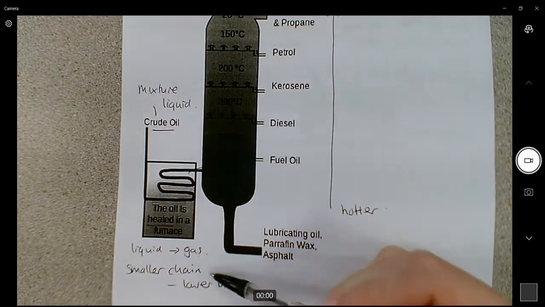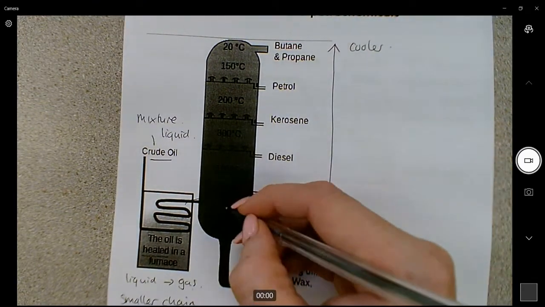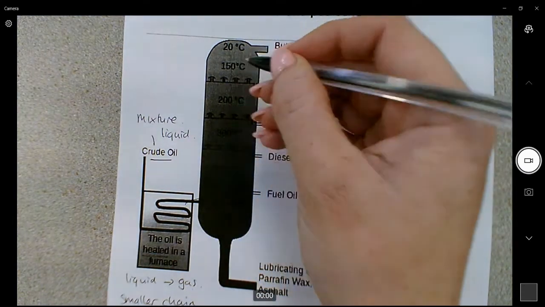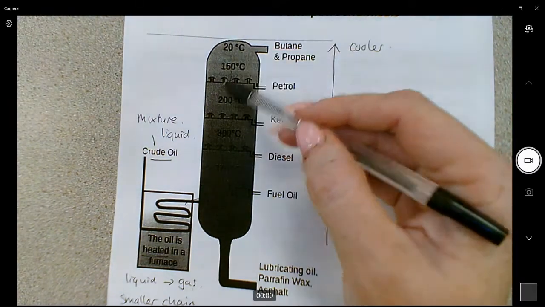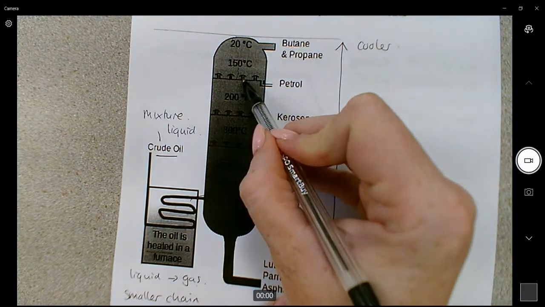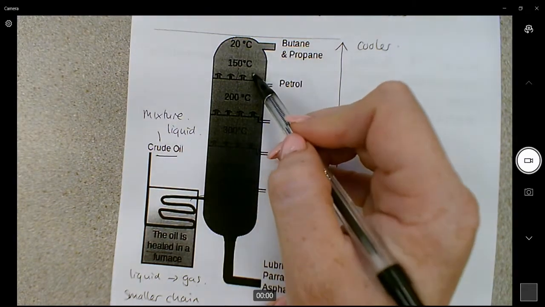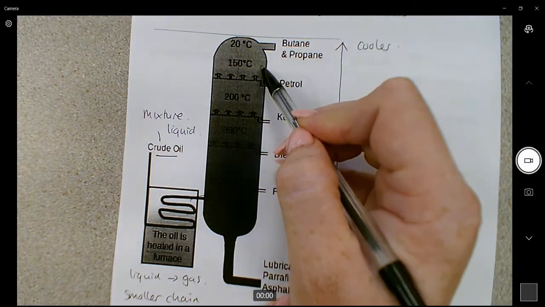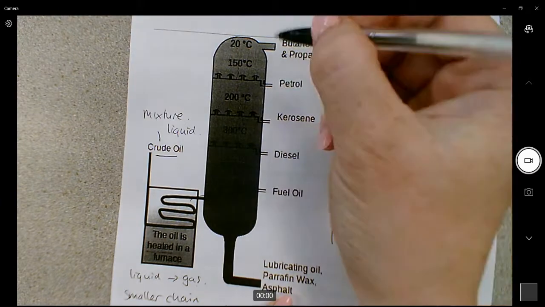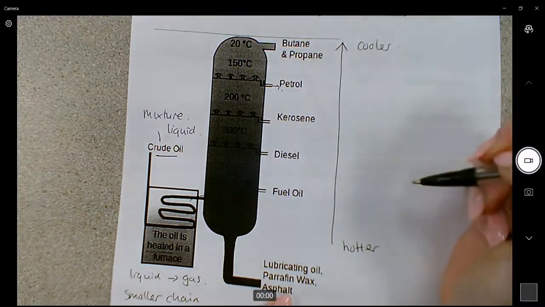Now, we've just said that our smaller chains have a lower boiling point, so they're going to boil first. As a gas, they're still going to be a gas at 300 degrees and 200 degrees and 150 degrees, so they're going to travel up to the highest part of the chamber. Can you see how you've got these little trays here? The temperature is gradually getting colder, so that gas is eventually going to condense back into a liquid. The liquid will then form around about here, and we can then siphon it off and take our products.